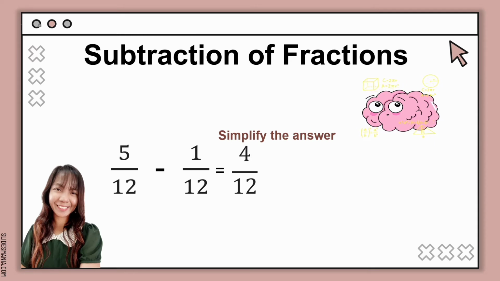So this time, we have to simplify 4 over 12. So can you think of a number that is divisible to both 4 and 12? It's number 4. So 4 divided by 4 and then 12 divided by 4. Okay? So 4 divided by 4, 1. 12 divided by 4, 3. So the answer is 1 over 3.